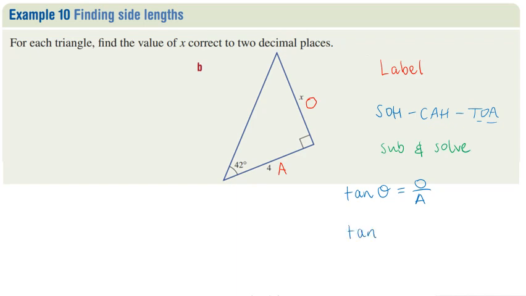So with this triangle here, the value of the angle is 42. The opposite side is x. The adjacent side is 4. And now I can solve. So I need to multiply this 4 to the other side. So it's going to be 4 times tan 42 is going to give me x. I pop that into my calculator, which equals 3.60.